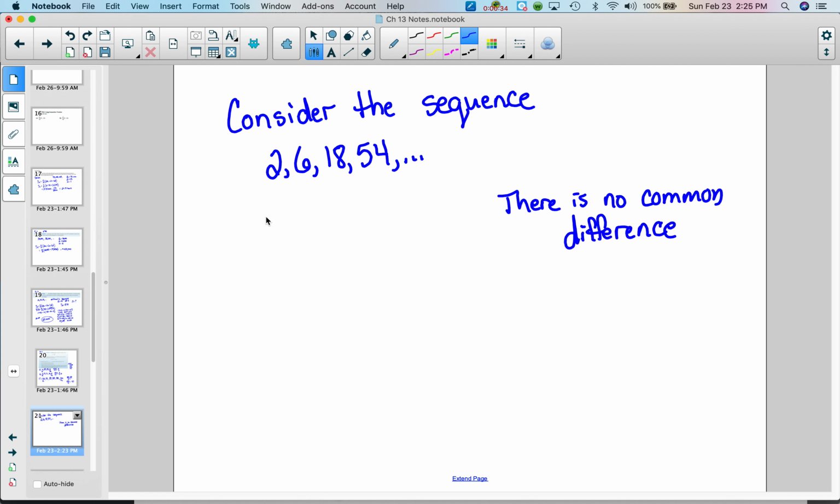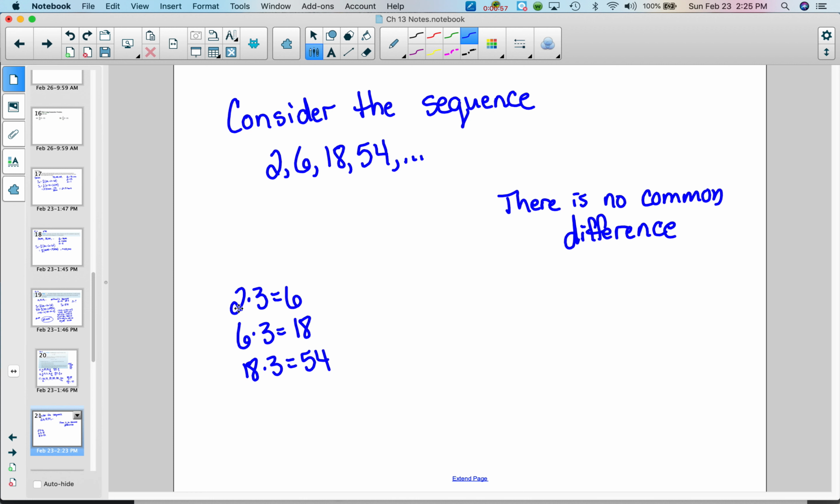Notice that if I multiply 2 times 3, I get 6. And 6 times 3, I get 18. And 18 times 3, I get 54. So this time, instead of a common difference, we have this common multiplier. But actually, we're going to look at it a little different way.